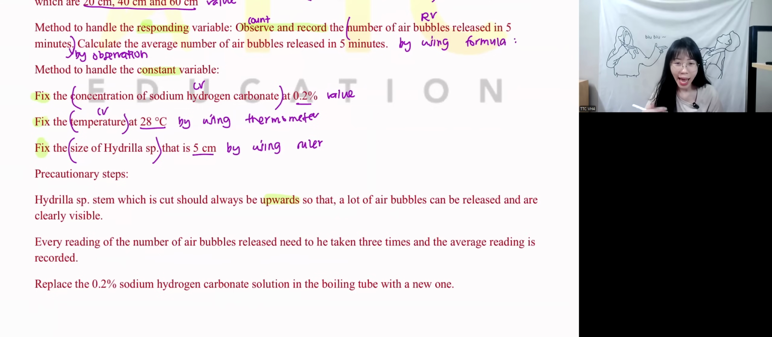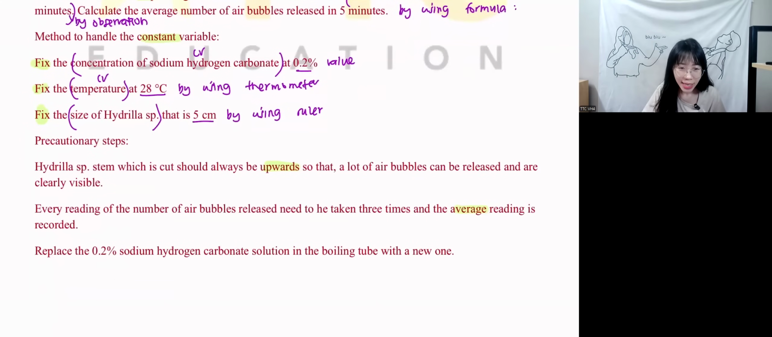Every reading has to be taken 3 times to find your average reading. But because of time restriction, we cannot repeat 3 times because let's say 5 minutes, right? When you repeat, then you have no time already. So I would just suggest, if they ask you to write the step, you can still write the same answer because you're not doing it, so it doesn't matter.